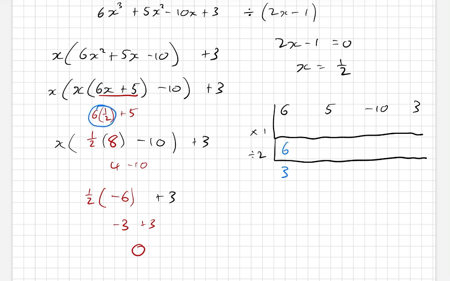6 times a half gives me 3, but then I need to add the 5, so I put the 3 up there. And 5 plus the 3 gives me 8, divided by 2 gives me the 4, and then I need to subtract the 10. So 4 subtract 10 is negative 6, and so on. So each of these steps here, multiplying by half, is what we're doing in this synthetic division. At the end, each of these results will become my final answer. So 3x squared, 4x, and minus 3.